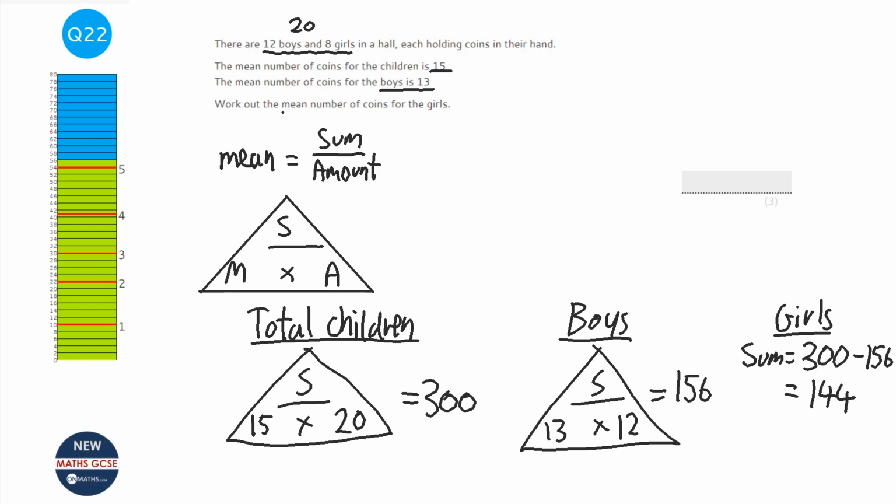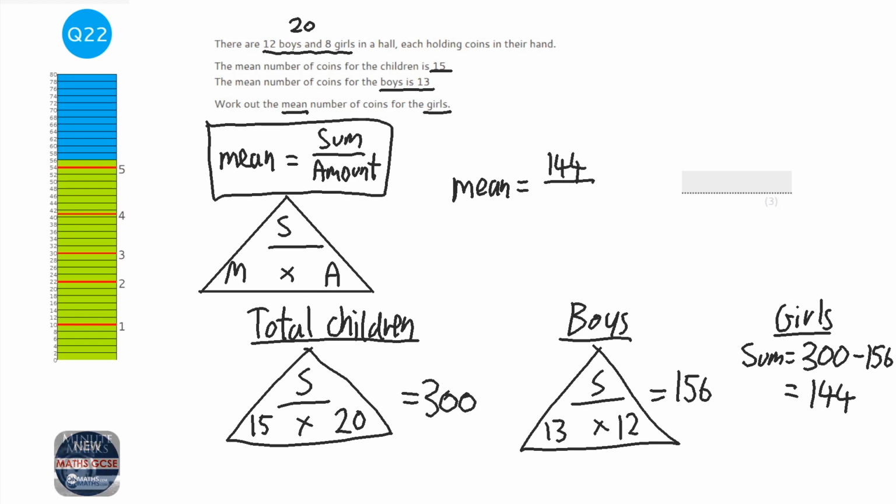But we're asked for the mean for the girls. So to work out the mean, we just go back to our standard formula we had at the start, which is this one. To work out the mean, it's the sum, which we worked out as 144, over the total, and it says there's 8 girls. So we do 144 divided by 8, which equals 18. So our answer is 18.